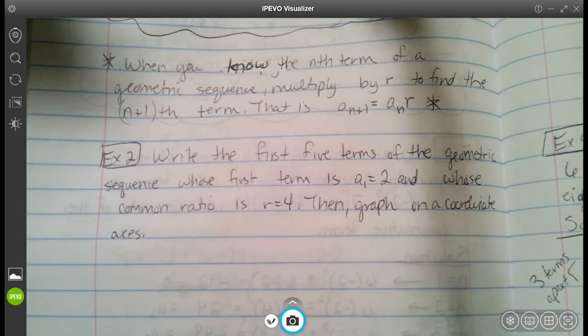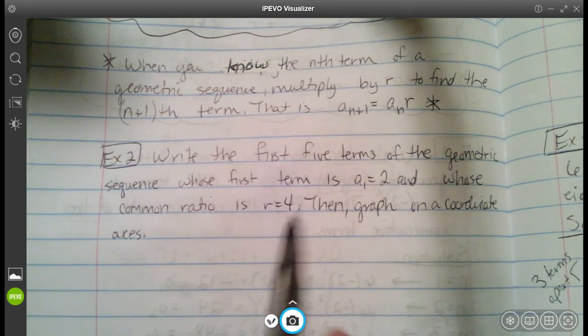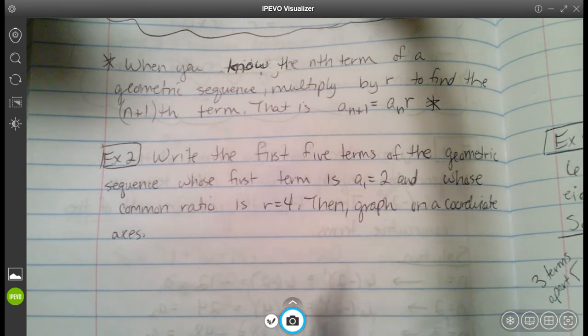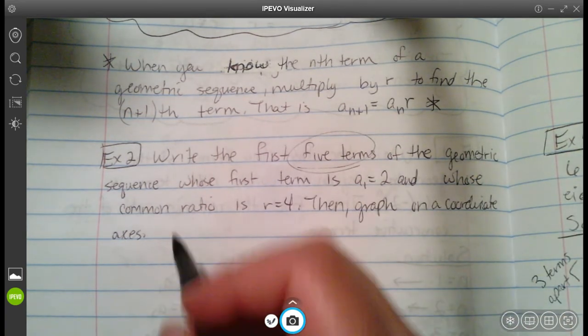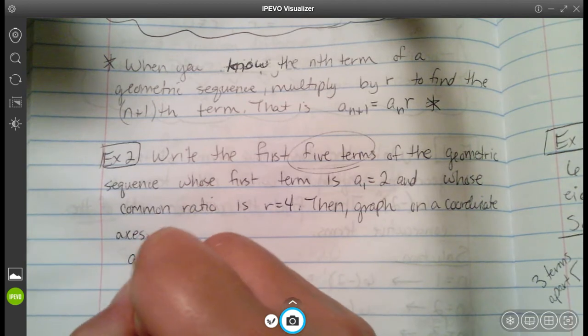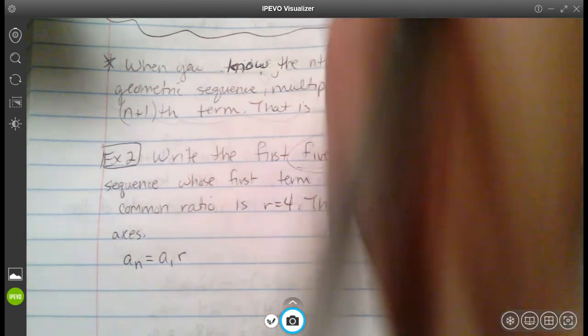Don't worry about those for now. So let's see how we're going to do this. We know that r is equal to 4, a sub 1 is equal to 2, and we want the first 5 terms of this. So I'm going to go ahead and use my formula here. Remember, here it is: a sub n equals a sub 1 times r to the power of n minus 1.